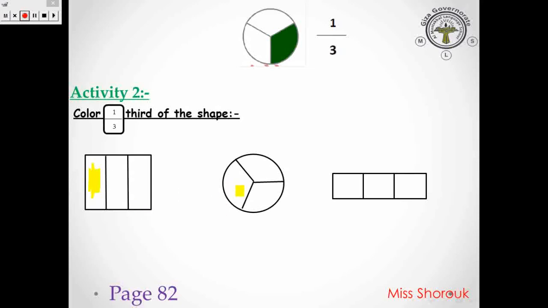Next shape. This shape is divided into 3 equal parts. We need to color third of the shape. So we color one part. Next shape. This shape is also divided into 3 equal parts. We need to color third of the shape. So we color one part.